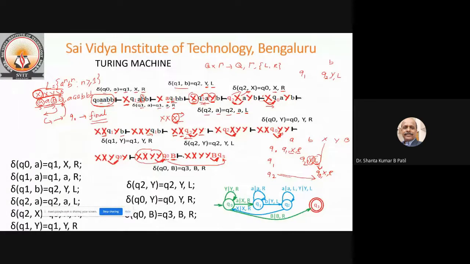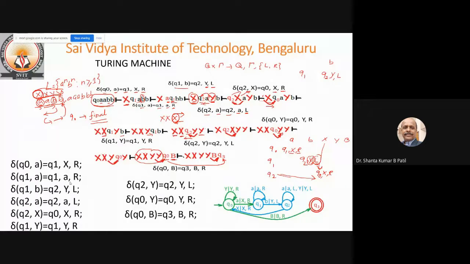This is how we convert the instantaneous description into the transition functions. Once converted, you can record all of these as transition functions. Finally, you can see Q naught is reading B. The state is changing to Q3. The blank has been kept as it is, both sides blanks are there, and it has moved toward the right side. So it is R. From these two IDs, you can get this last transition function.